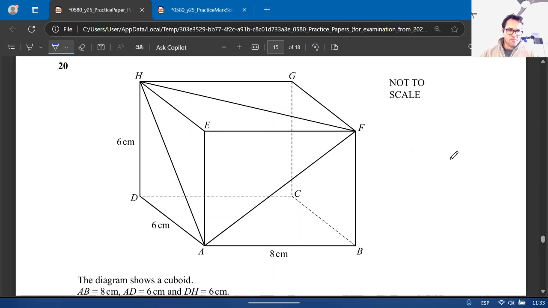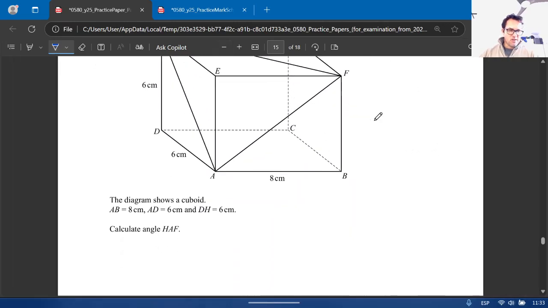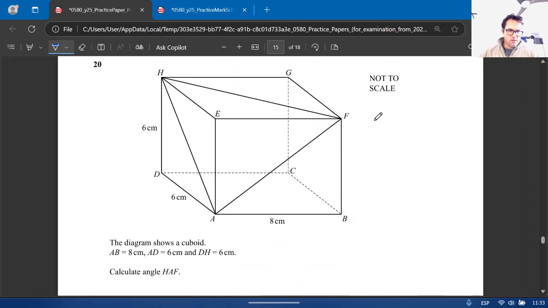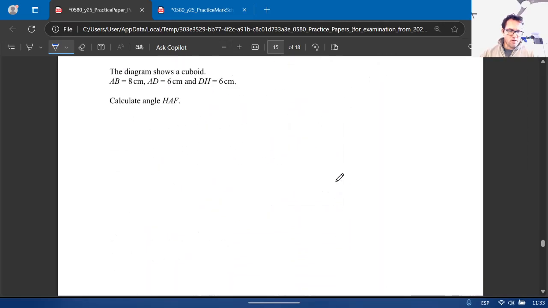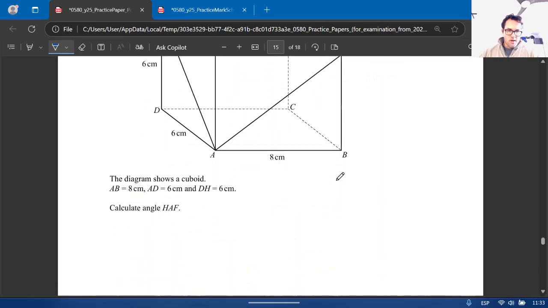Got a box. So, 3D. And again, it's triangles. There's a box, but there's lots of triangles in it. So you know you're going to do trigonometry.